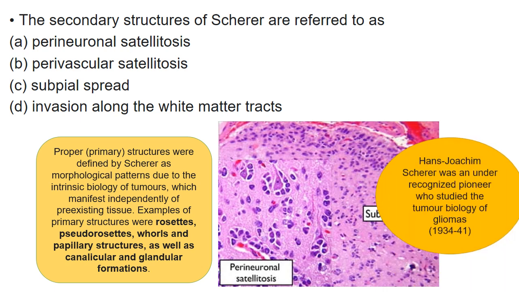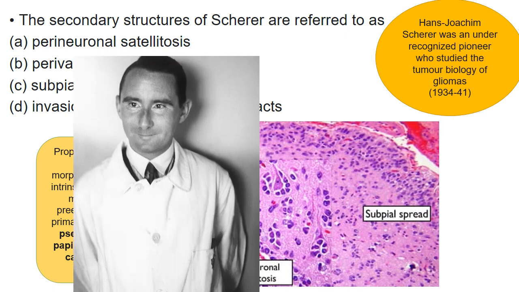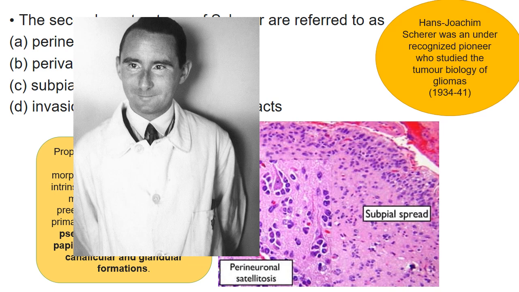So who was Scherer? Sir Hans Joachim Scherer was an under-recognized pioneer who studied the tumor biology of gliomas in the early 1930s. So this is Sir Scherer, and he was the pioneer who studied the malignant behavior, or rather the tumor biology of gliomas way back in the 1930s.